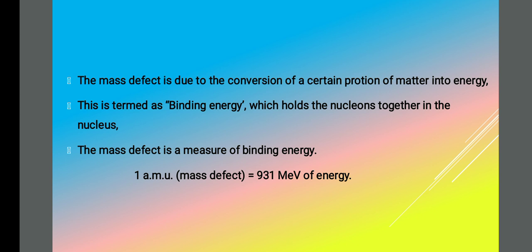Is it okay with the point? So the example is clearly given. ஹீலியம்க்கு பார்க்குறோம். இஸ் இட் ஓகே? ஹீலியம் பார்த்தீங்கன்னா மாஸ் டிஃபெக்ட் வேல்யூ, தட் இஸ் ஆக்சுவல் மாஸ்க்கு எக்ஸ்பெக்டட் மாஸ்க்குள்ள டிஃப்ரென்ஸ் 0.0290 atomic mass unit. So இந்த mass defect எதுக்கு வருதுன்னா it's because of the conversion of certain amount of matter into energy. அதுக்கு பேர் it is called as binding energy. இந்த binding energy தான் அந்த ப்ரோட்டான் நியூட்ரான் எல்லாத்தையும் ஹோல்டு பண்ணி நியூக்ளியஸ்குள்ளே வைக்குது. ஸோ mass defect is a measure of binding energy.